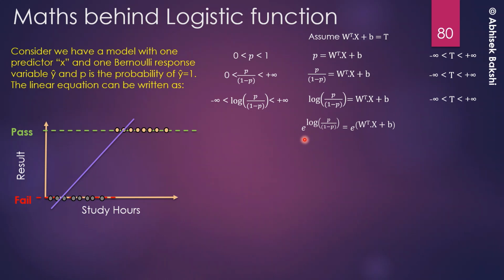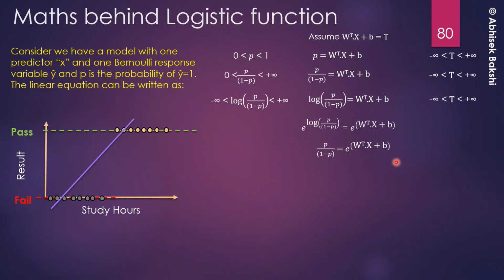So if I have something like this, and we all know this log is based on base e, naturally e to the power log of p by 1 minus p basically gives p by 1 minus p, the log will cancel, right? And on the right hand side I will have e to the power w transpose x plus b, right? So the equation becomes much easier for me right now.